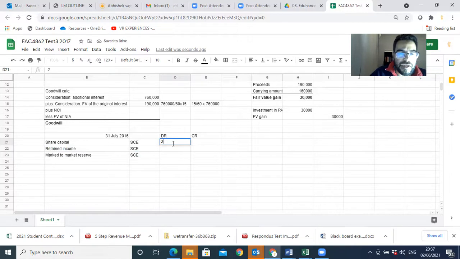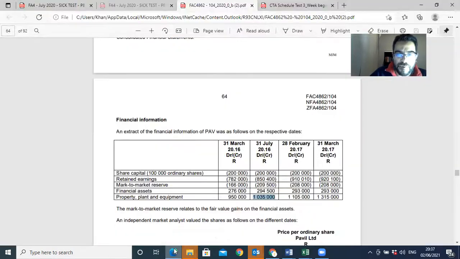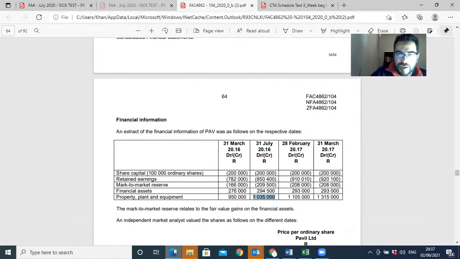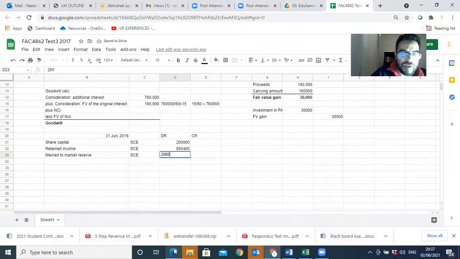Journal entry, 200, 850, 400, 209, 500. So remember, journal entry number 1, eliminate share capital. So there we're eliminating share capital. Journal entry number 2, eliminate the investment in subsidiary.